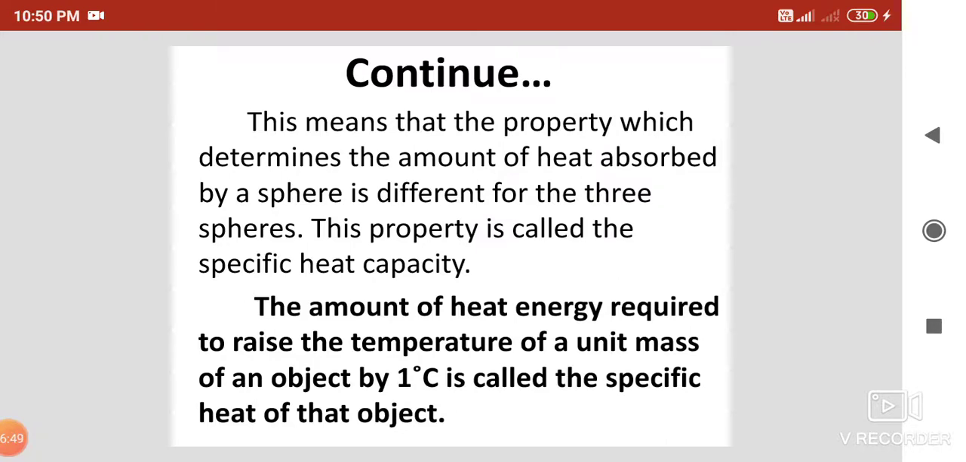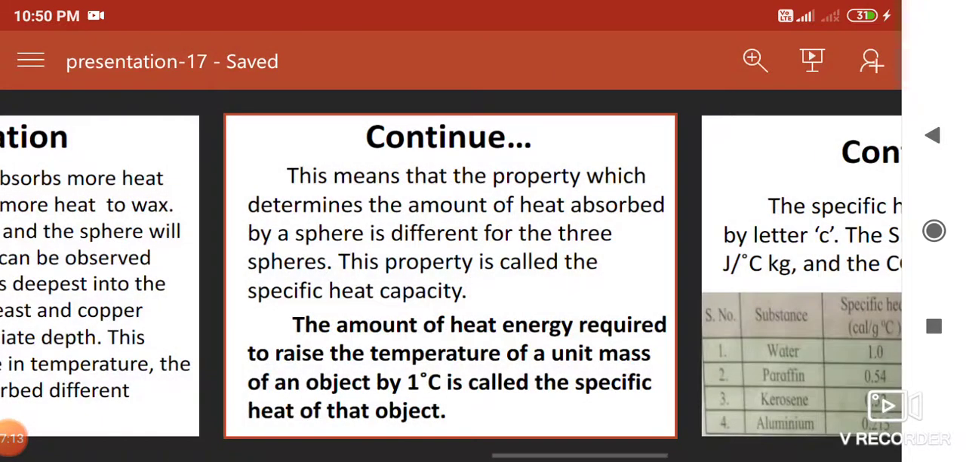Here we are not mentioning a specific temperature, only the amount of heat required to raise the temperature of unit mass. Unit mass here you can take as 1 gram, 1 kilogram, like this. So for unit mass of an object raised by 1 degree Celsius, whatever amount of heat is absorbed is called the specific heat capacity of that object.